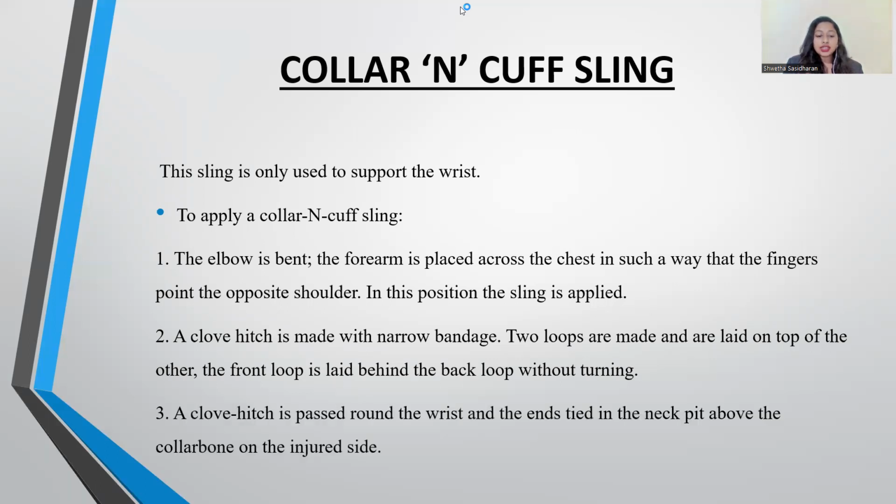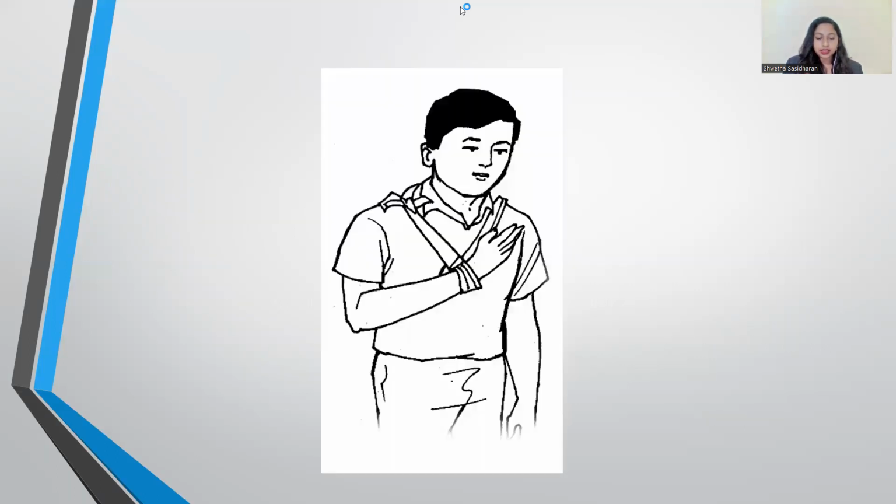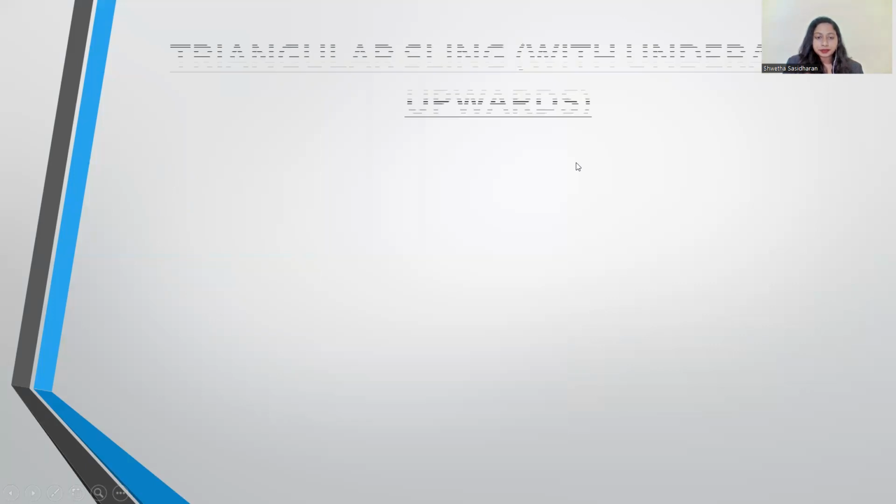A cloth hinge is passed around the wrist and then tied in the neck pit over the collarbone on the injured side, somewhat in this way. You are putting a cloth hinge here and trying to put it on the other side, the uninjured side, and then one point on the injured side. And now you will bring it together and put the knot here. So this is what we call a collar and cuff sling.